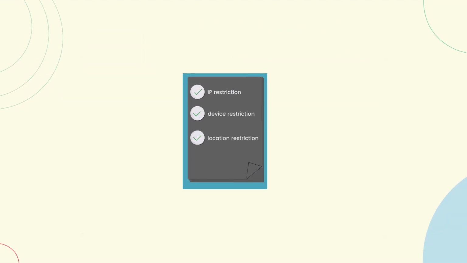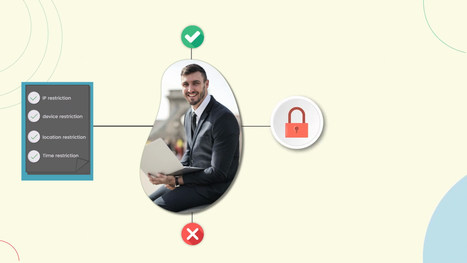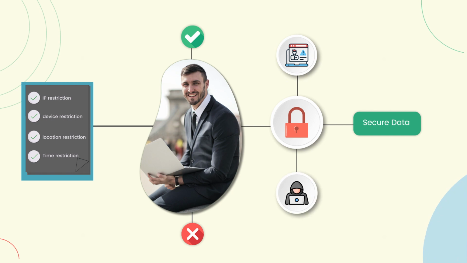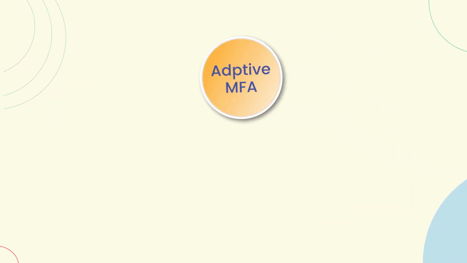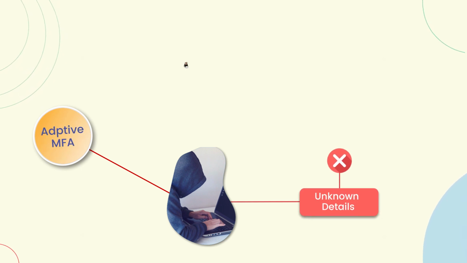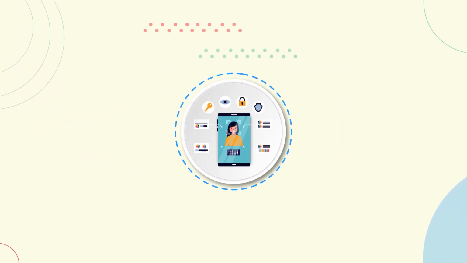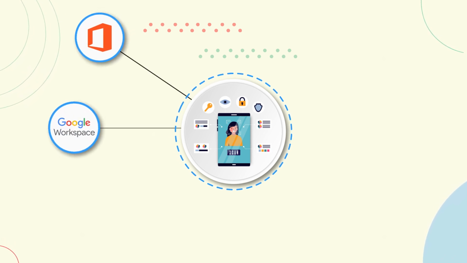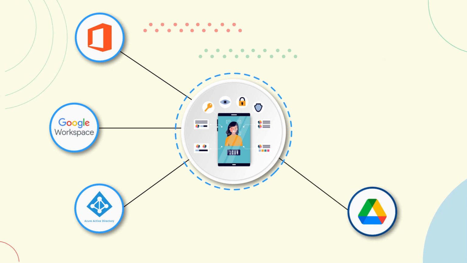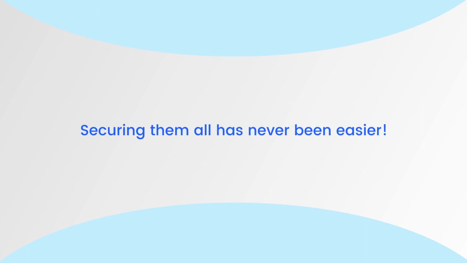Based on the above factors, configured by the administrators, the adaptive engine decides whether to allow or deny login attempts. This secures your overall system and data from unauthorized access attempts or hacks. Unlike passwords, adaptive MFA tells you everything you need to know about the user. It makes it easier for the right people to gain the right levels of access. Using this method of authentication, you can secure any of your applications, be it your enterprise business apps like Office 365, Google Workspace, or Azure AD, or even collaboration apps such as Dropbox, Slack, Box, etc. Securing them all has never been easier.